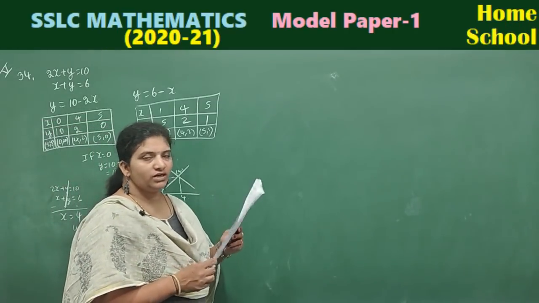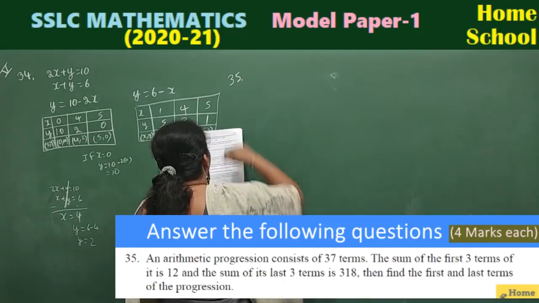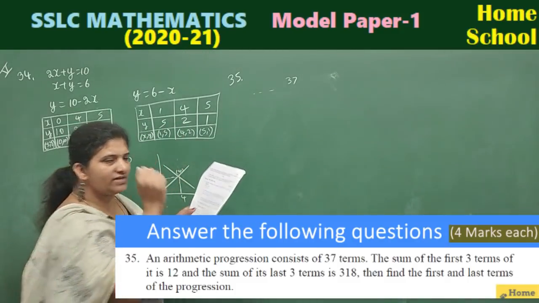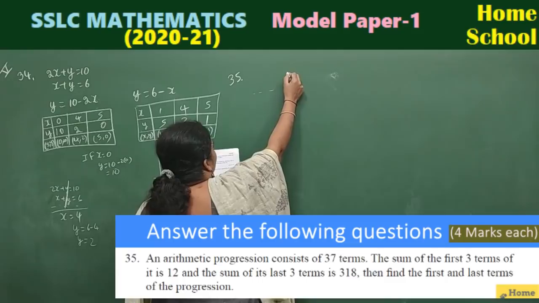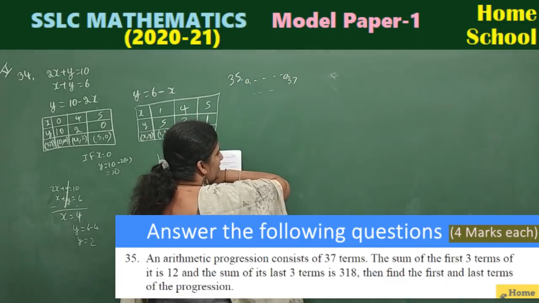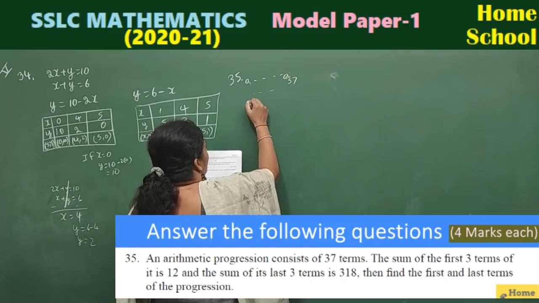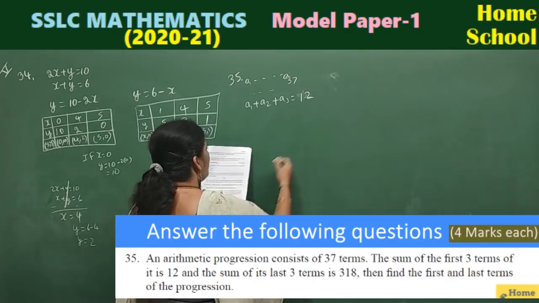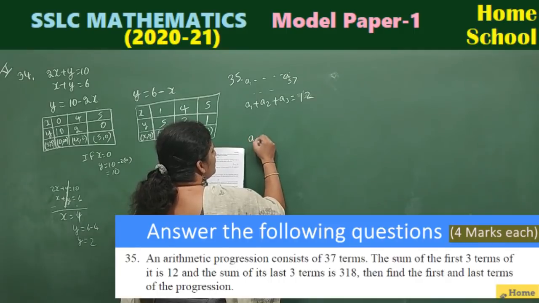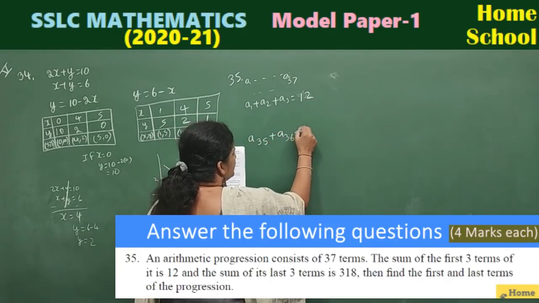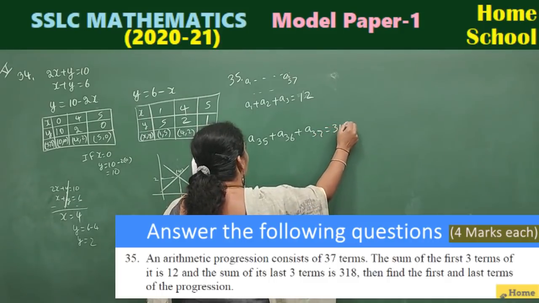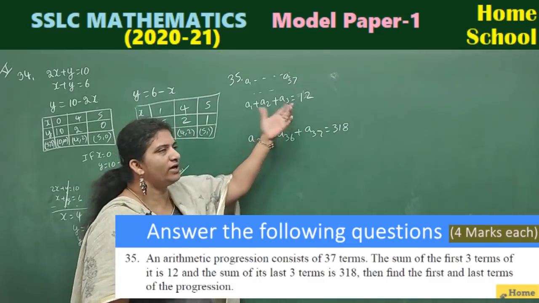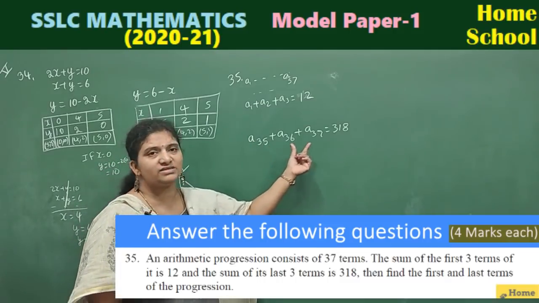Okay, next one. 35th problem. An arithmetic progression consists of 37 terms, children. 37 terms means A1 to A37 there. The sum of the first 3 terms, A1 plus A2 plus A3, is equal to 12. And the sum of the last 3 terms, A35 plus A36 plus A37, is equal to 318. That's all, no? There are 37 terms. First 3 terms, A1, A2, A3. Last 3 terms, A35, A36, A37.